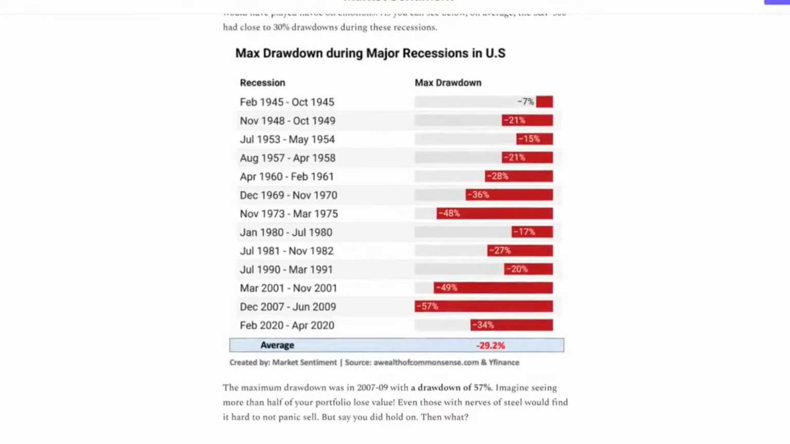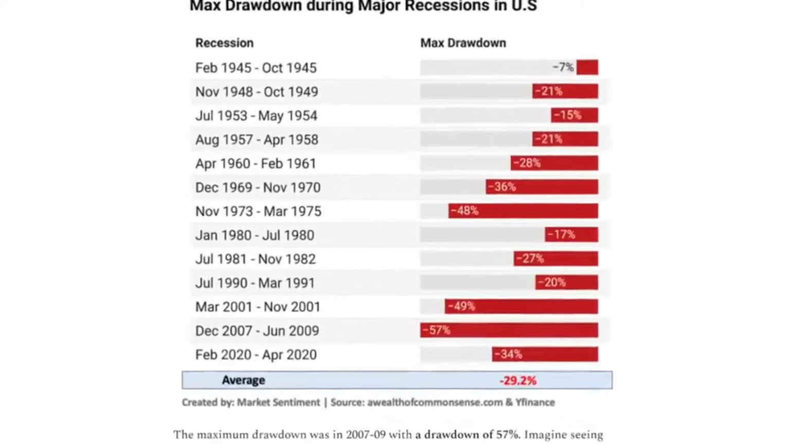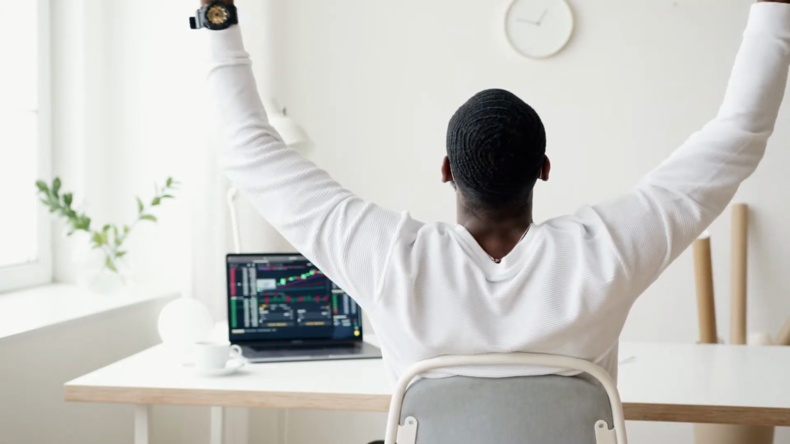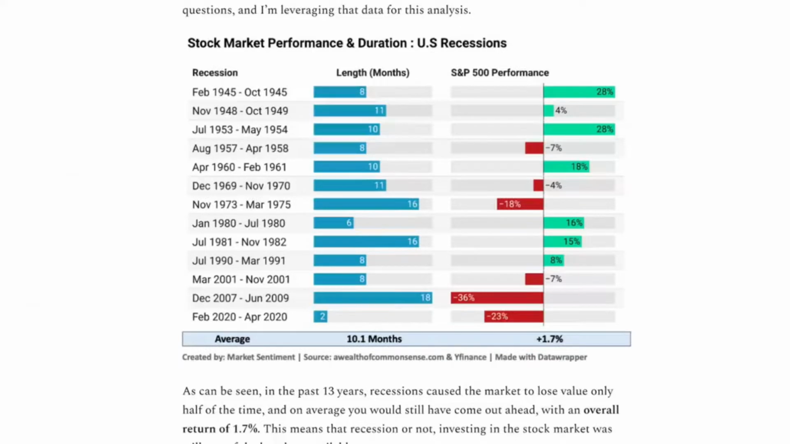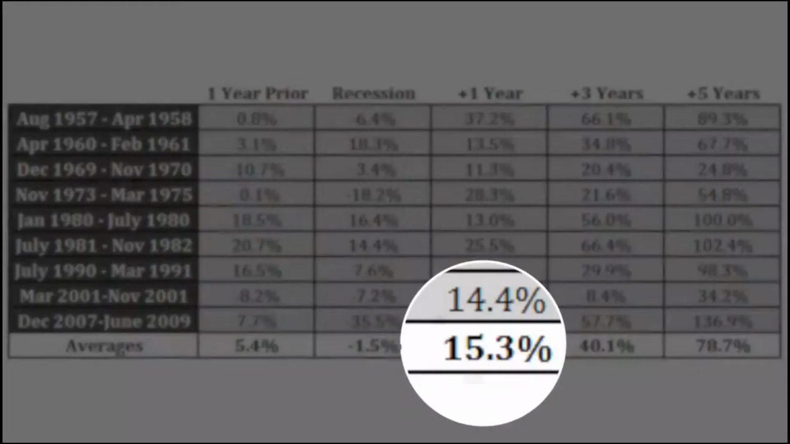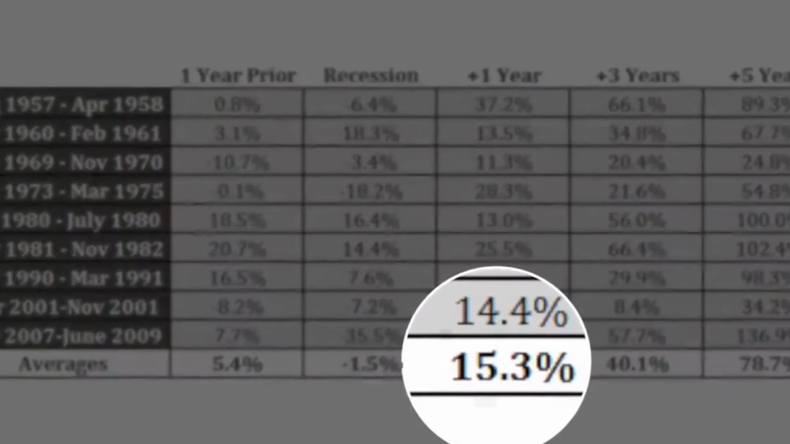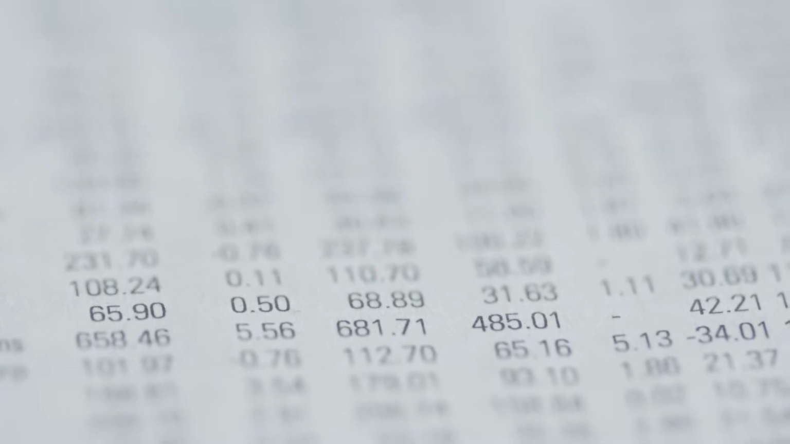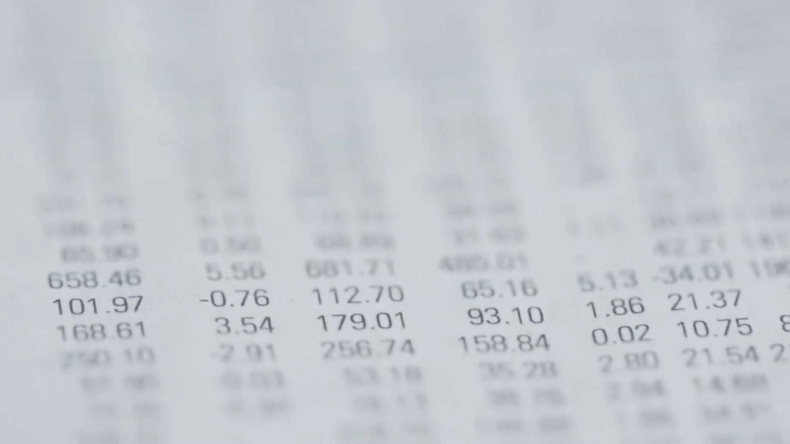And this is where some of the bad news begins. The stock market has had a sell-off throughout every previous recession since 1945, with an average drop of 29.2%. The good news is that even if there's an abrupt sell-off by the time recession is over, the market recovers and has averaged a profit of 1.7% with an average gain of 15.3% the following year. This simply shows that investing during a recession can be one of the most profitable times to invest.